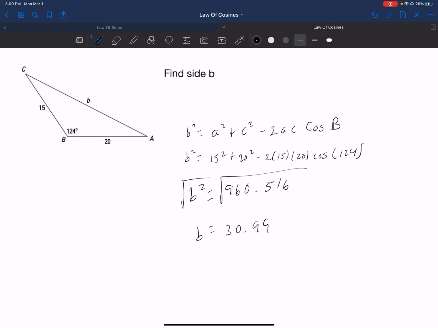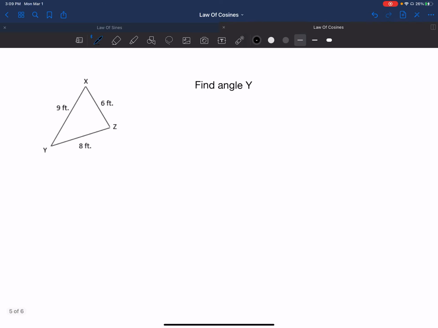Finding an angle is going to be a little bit more complicated. We're just going to add a few more steps, but the setup is going to be the same. So in this example, they're telling us to find the measurement of angle y. So again, we're going to start our equation with y squared equals x squared plus z squared minus 2xz times the cosine of y.